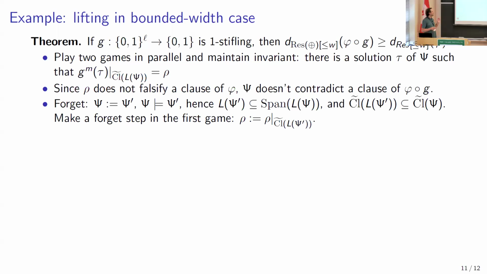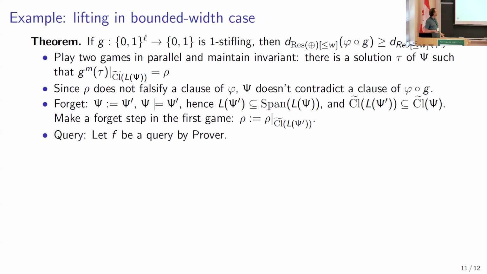Forget step, then psi is replaced by its consequence. It's easy to see that the size of the amortized closure of the new linear system contains the amortized closure of the previous one, and we just make a forget step in the first game. We restrict rho to its part.